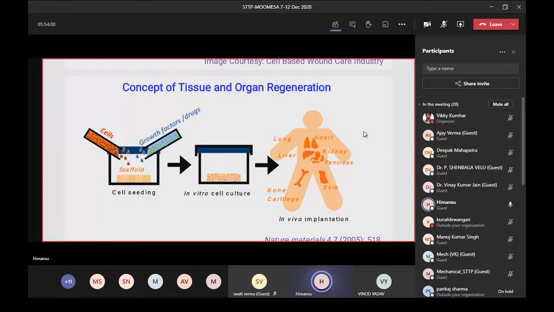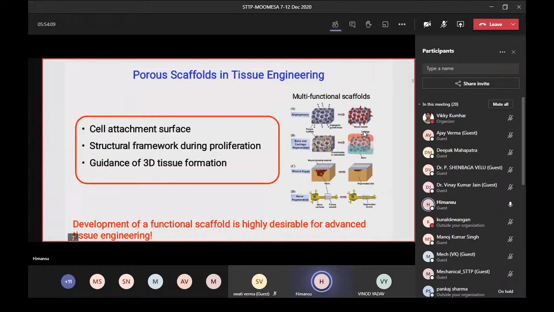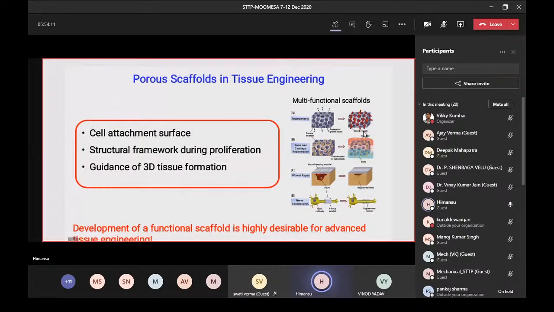So sometimes we can create bones, skin, cartilage, and some other organs and structures. If you see, porous scaffolds are very important. They give the cells a very nice attachment surface. Second, they can be considered a structural framework during cell proliferation. As I said, I have already introduced this term: the cells will be growing in number, and that is called proliferation.